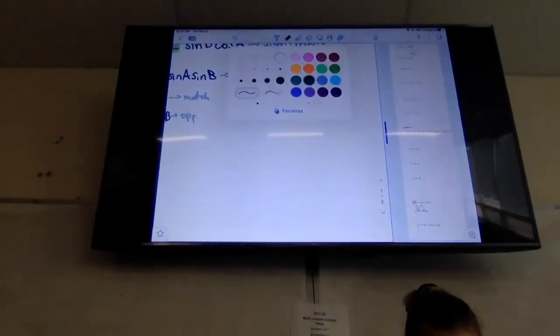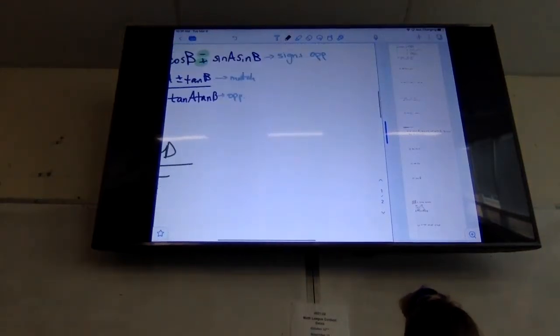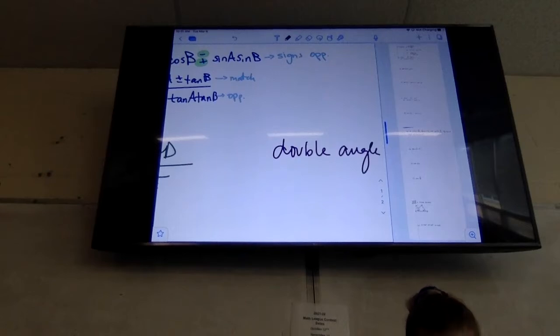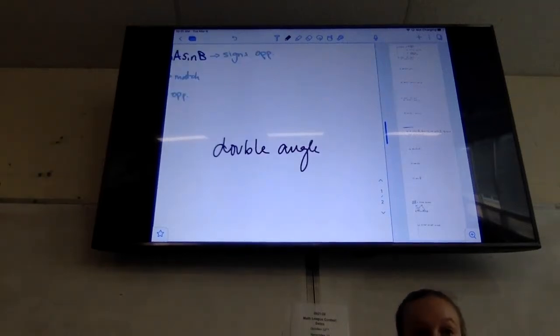Those papers aren't important. Okay, so double angles will go right here. Yeah. You might need it for the last one. Yeah, you can use it.